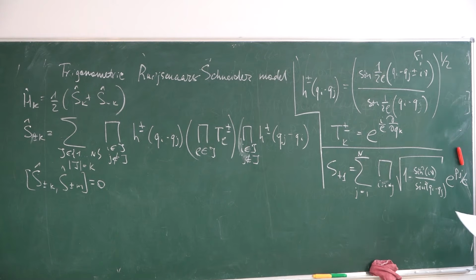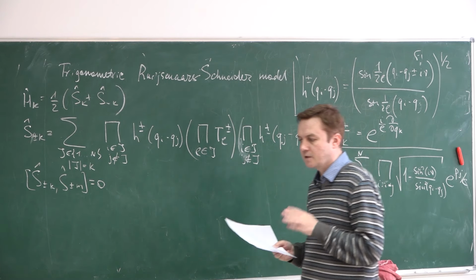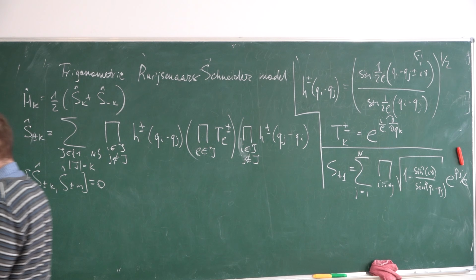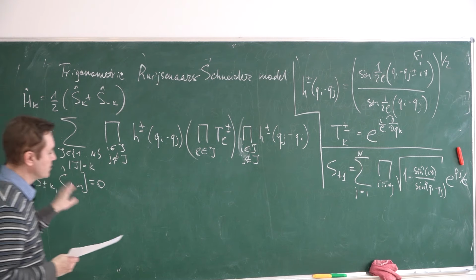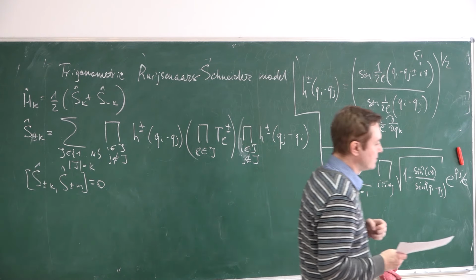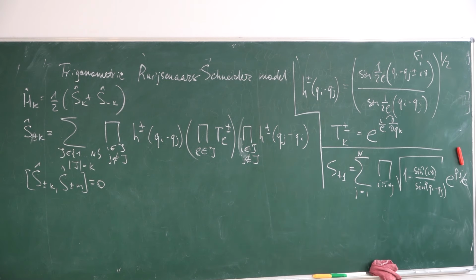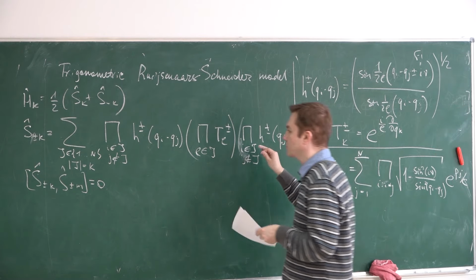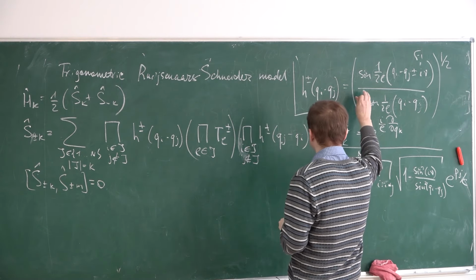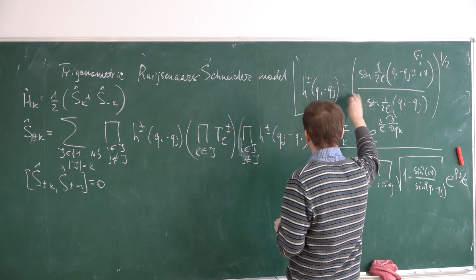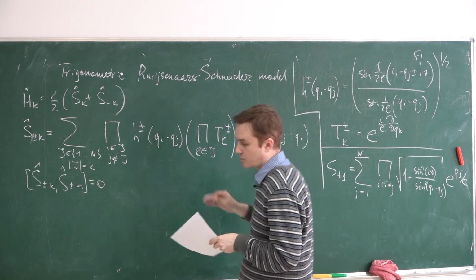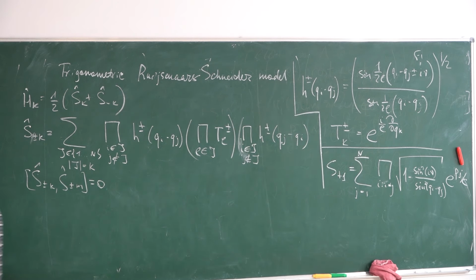It is not an easy task to show it, but it can be done. And in fact, in the original paper by Ruijsenaars, in his first paper on this topic, he showed commutativity of these operators. He deduced some identities for these functions h, and showed that, for example, this formula provides a solution to those identities.